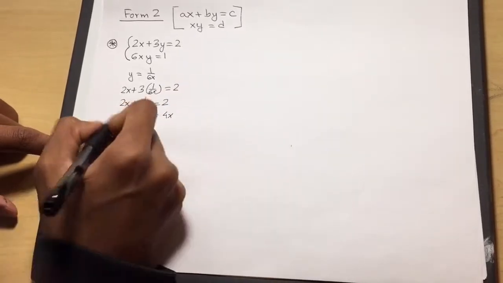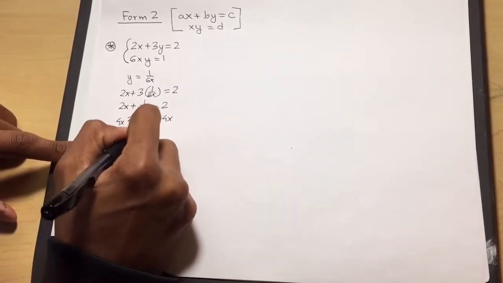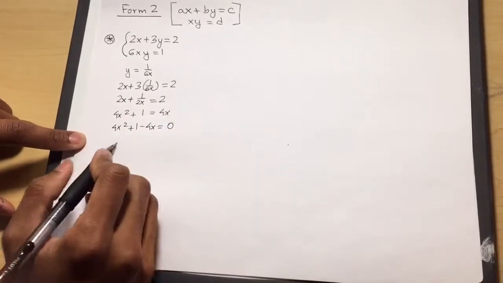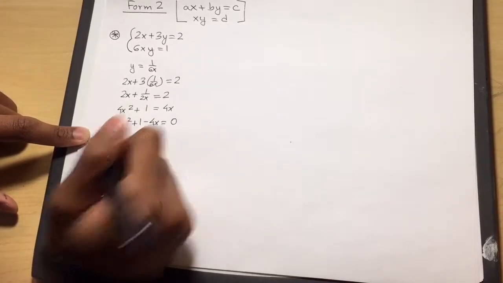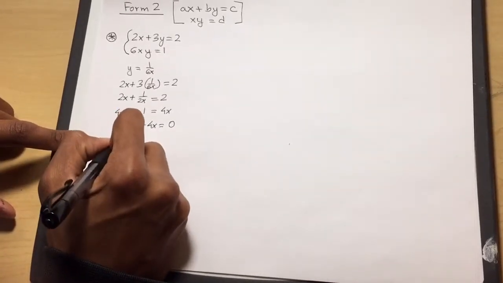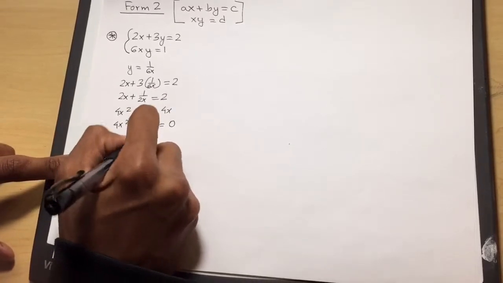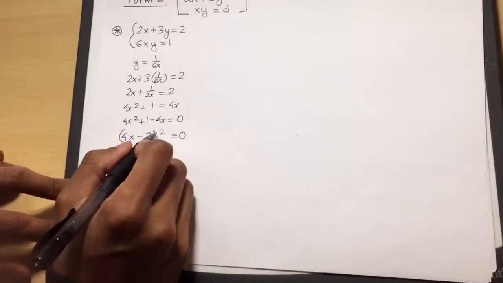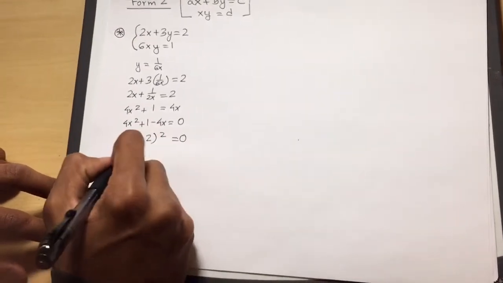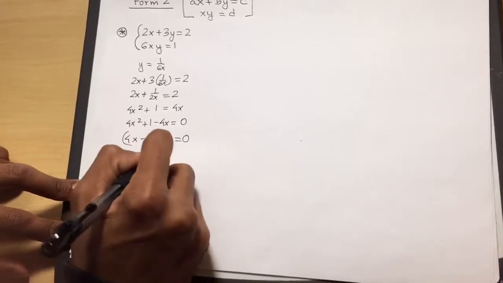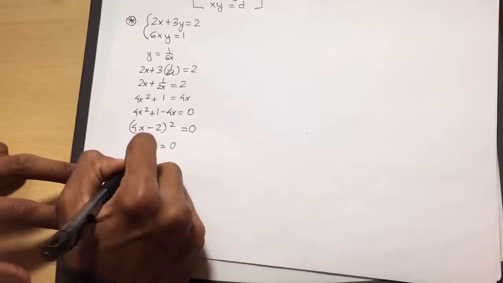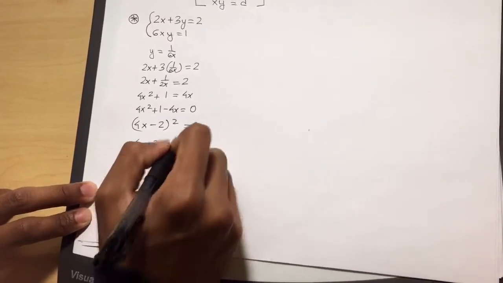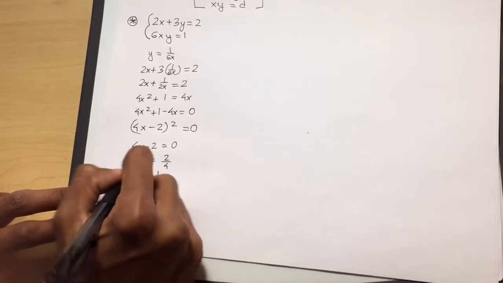I'm going to bring 4x to this side. 4x squared plus 1 minus 4x equals 0. Alright, now I'm going to factor it, and at factoring what I'll get is 2x minus 1 squared equals 0. Now I'm going to solve for x. So the square cancels out, obviously. So it will be 2x minus 1 equals 0. x equals 1 over 2. x is going to be half.